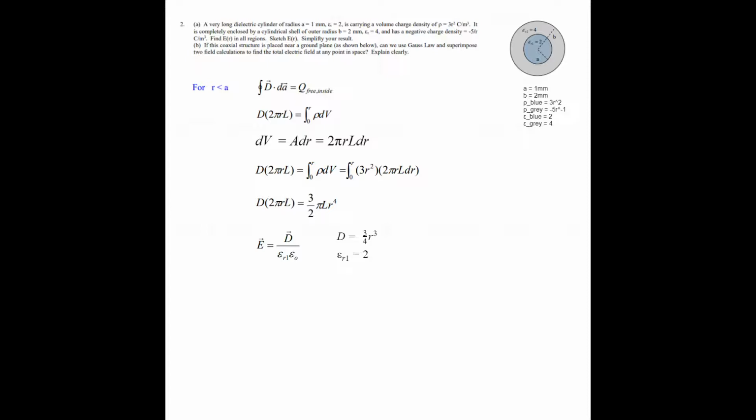And then it's very simple to turn that into an electric field. All you have to do is take the epsilon r coefficient of whatever region you're operating in. In this case, it's 2, because epsilon r1 is 2, and you also divide by epsilon naught. And you also add an r hat vector. So this is our electric field expression for that region.